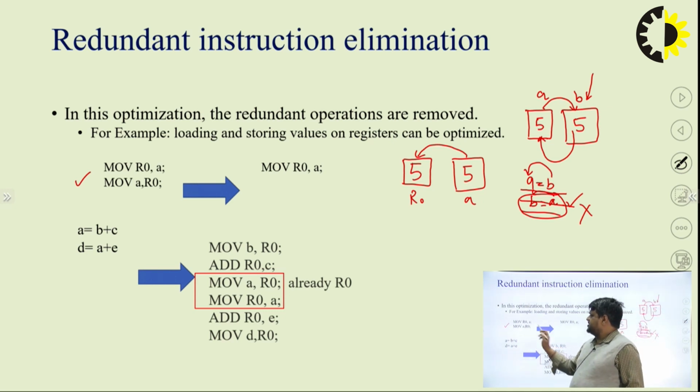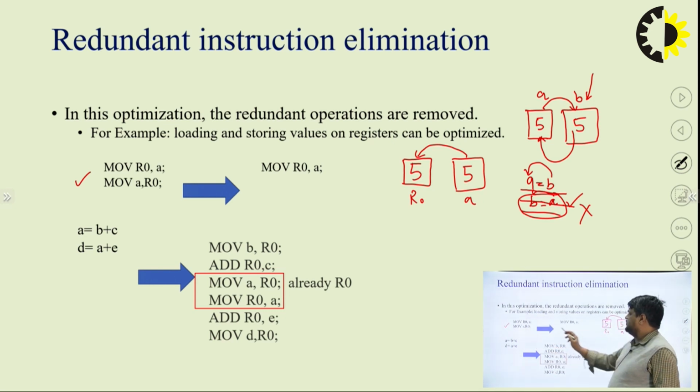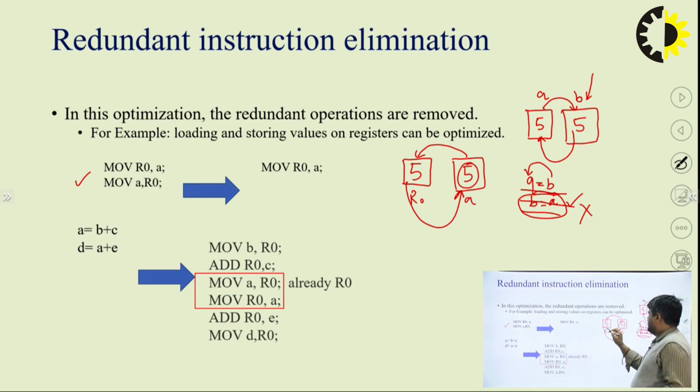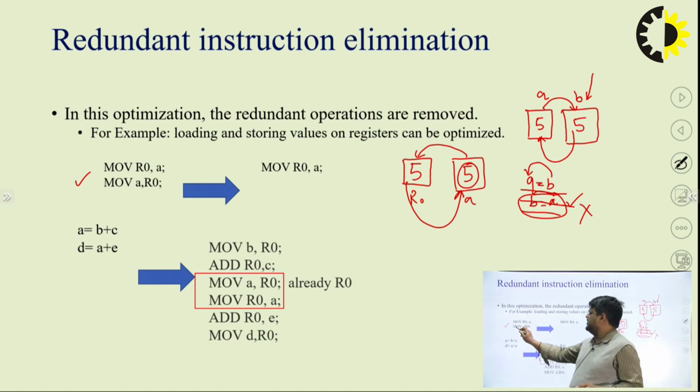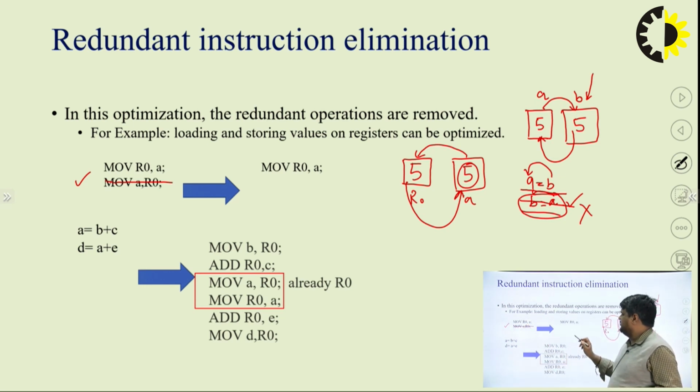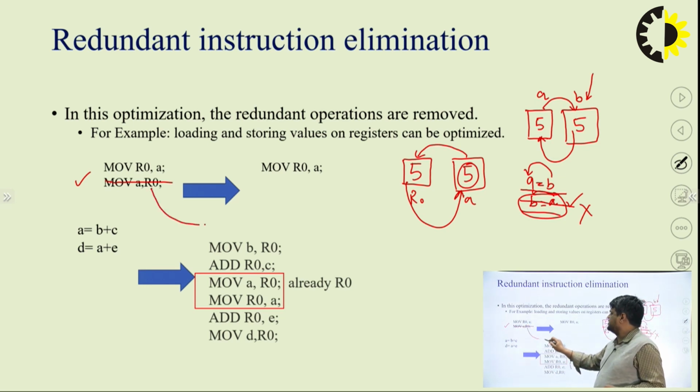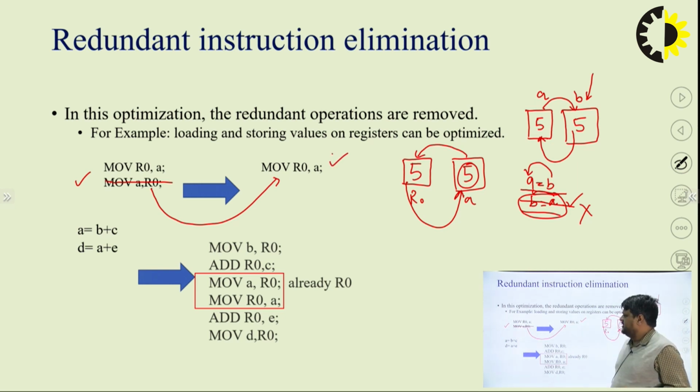According to the second instruction, what happens? You have to transfer the value from R naught to A. What happens in this transfer of information, because A already has a value 5? So there is no need of this particular instruction, right? Therefore, the optimized code corresponding to this is this. Move R naught A, because there is no need to write down this particular thing.